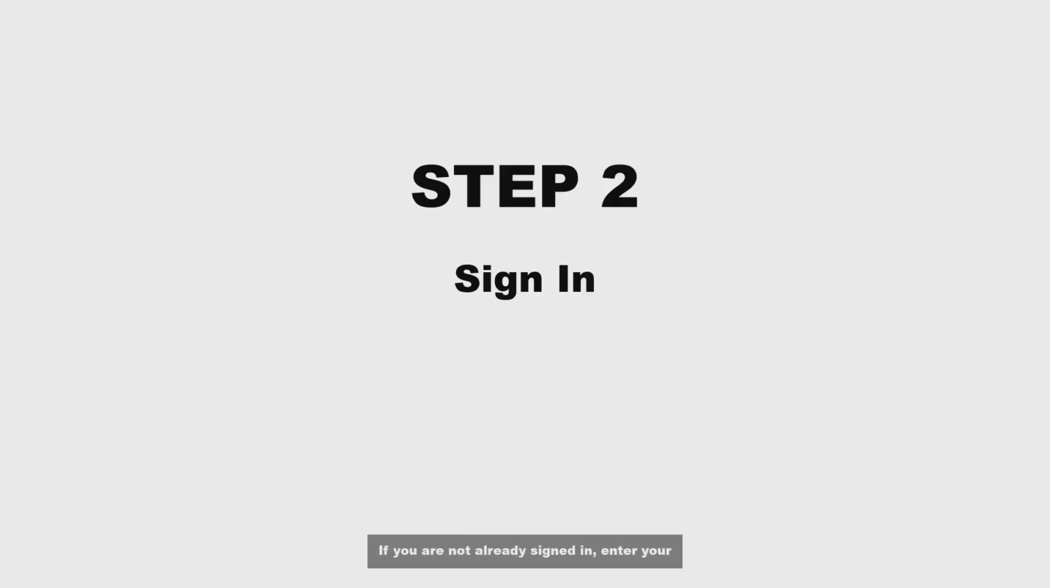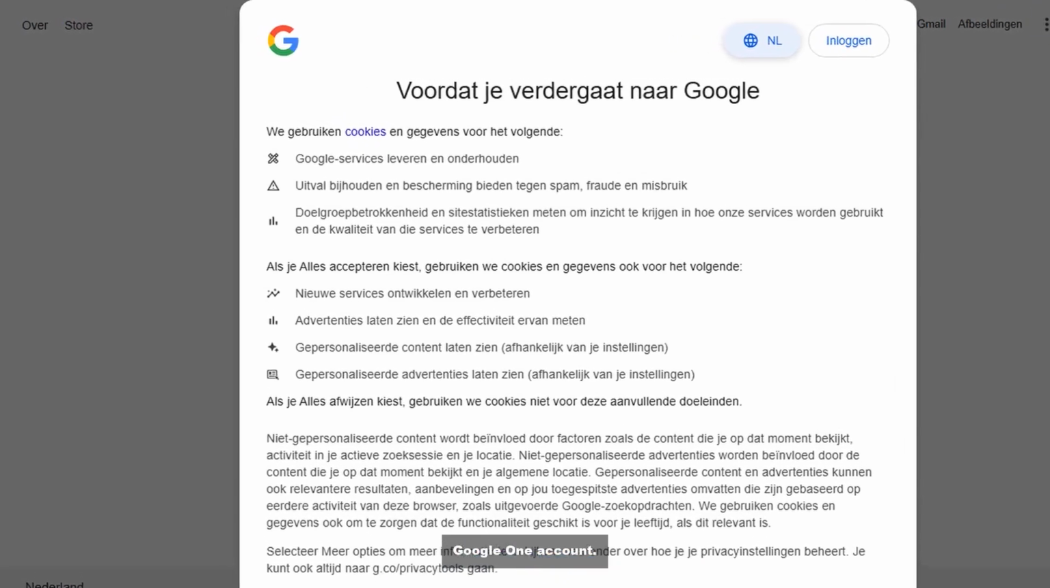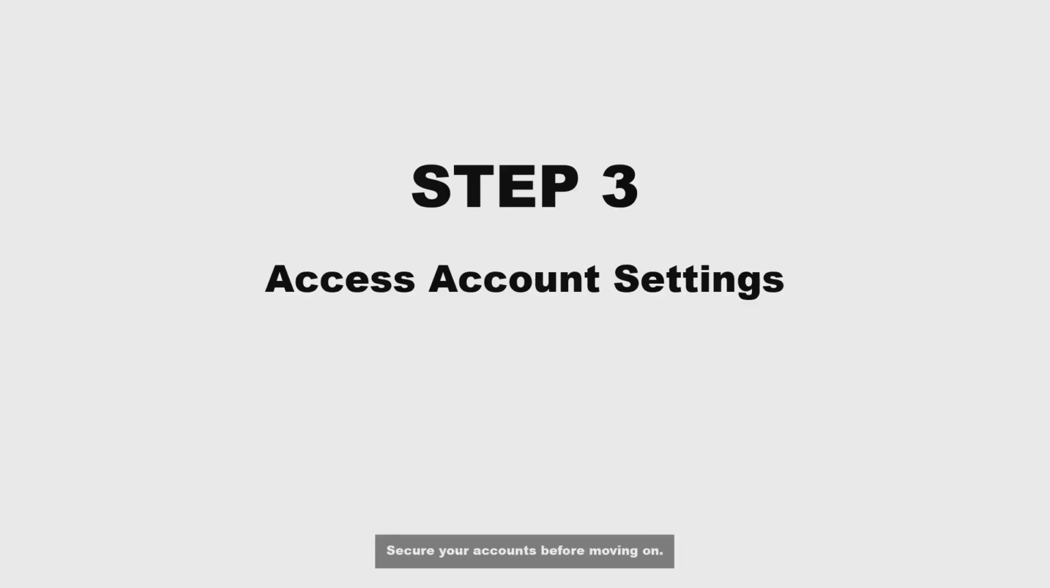Step 2. Sign in. If you're not already signed in, enter your Google account credentials to access your Google One account. Step 3. Access account settings.